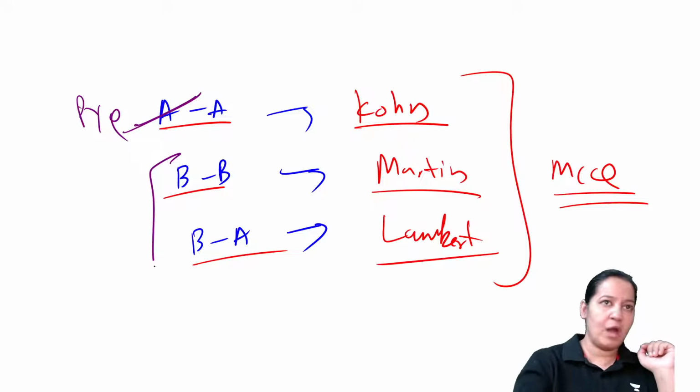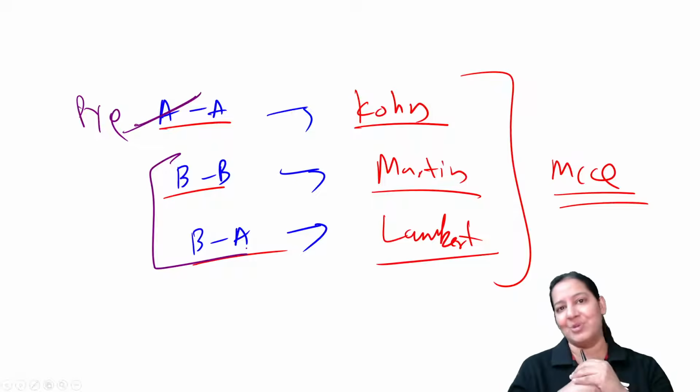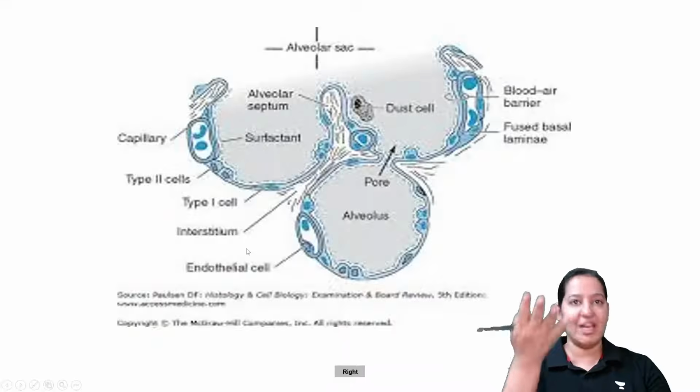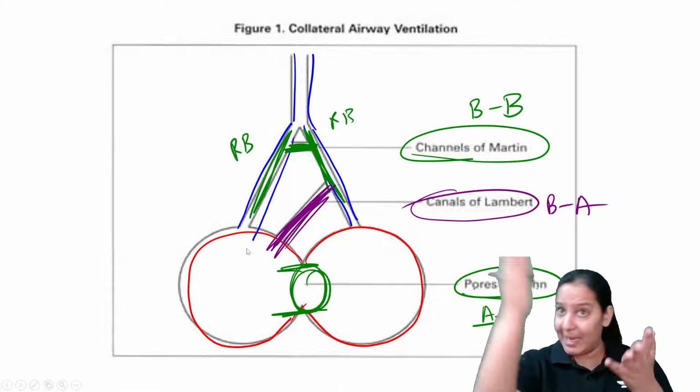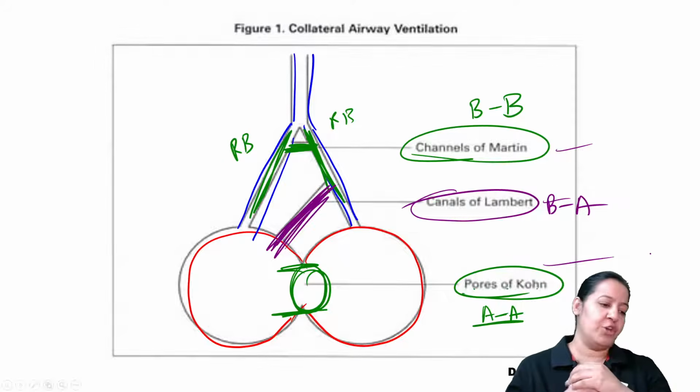But the rest of the two are not yet asked, but anytime anyone can ask you this question. Now, the question can be image-based. The labeling can be asked, and the question can be a theory question.